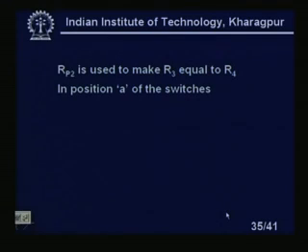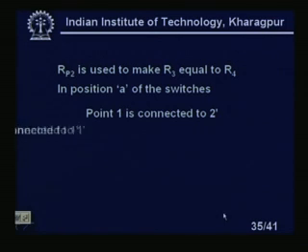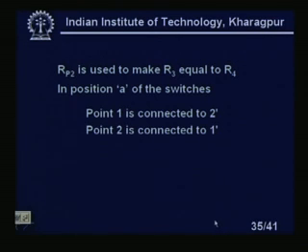RP2 is used to make R3 equal to R4 in position A of the switches. There are two different positions. Point 1 is connected to 2 dash, 2 is connected to 1 dash, and point 4 is connected to 5. So, these are the different contact points which will be modified. In that case you see 4 is connected to 5.